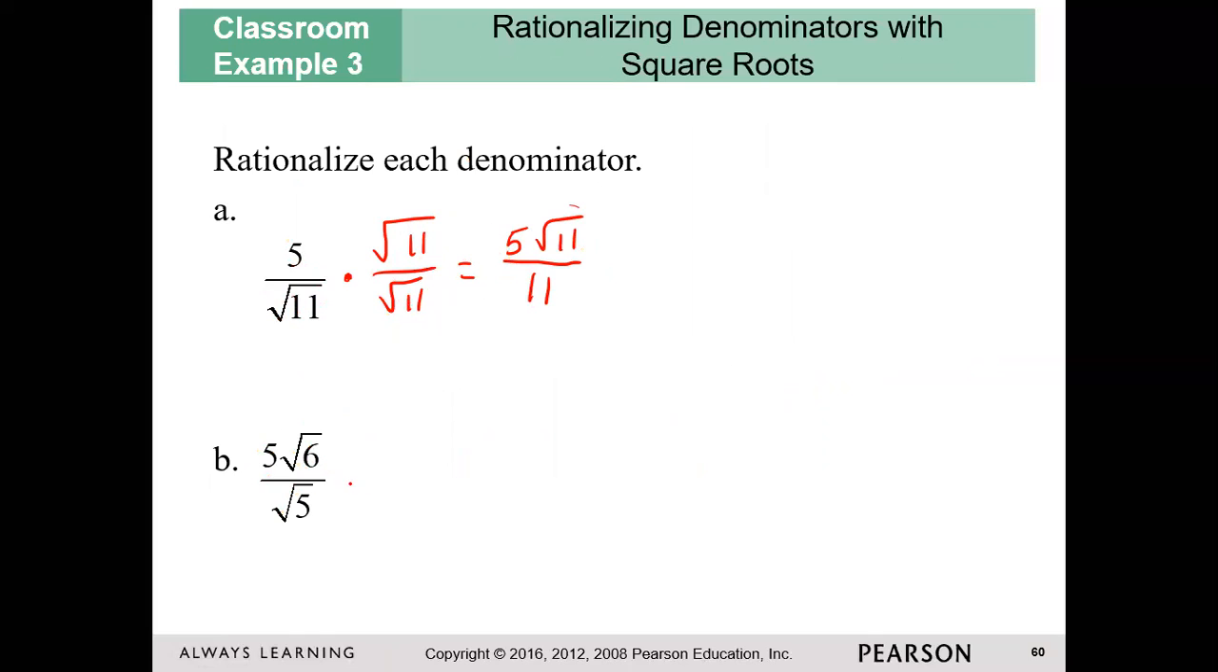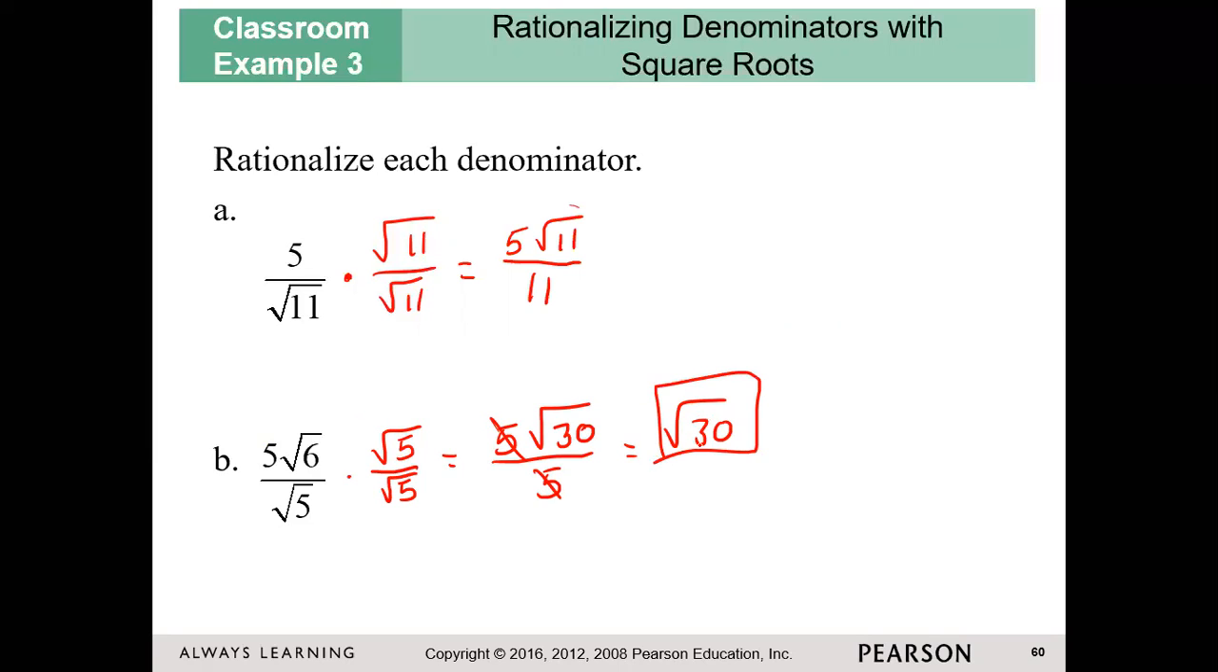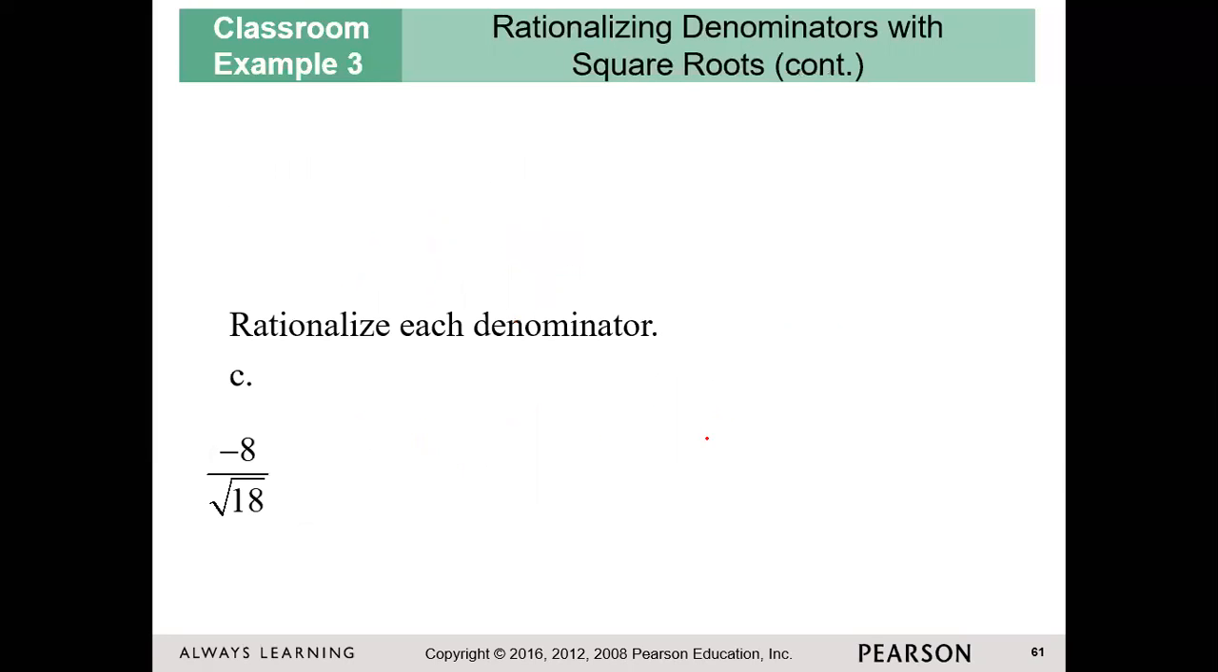Same sort of thing is going to happen here. This time we're going to multiply by radical 5 over radical 5, this form of 1 that we're searching for. And this will give us 5 radical 30 over 5. And then you can see that these 5s will cancel, and you're left with this square root of 30. And then you do have to check to see if there are any perfect square factors of 30. There are not. So this is our final answer here for example 3.